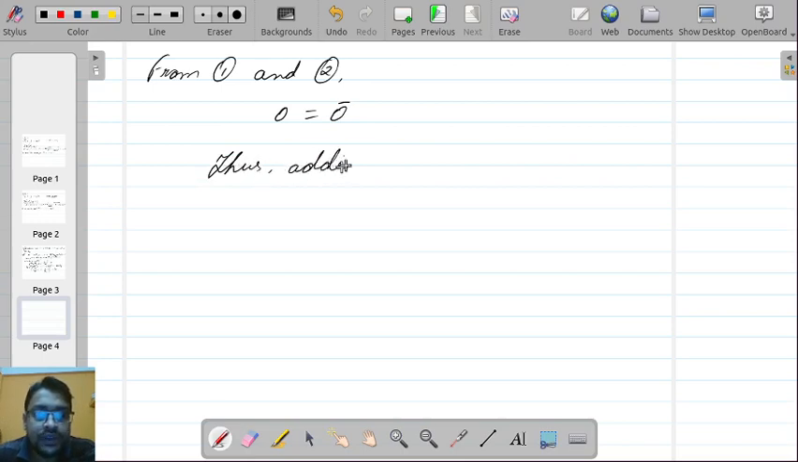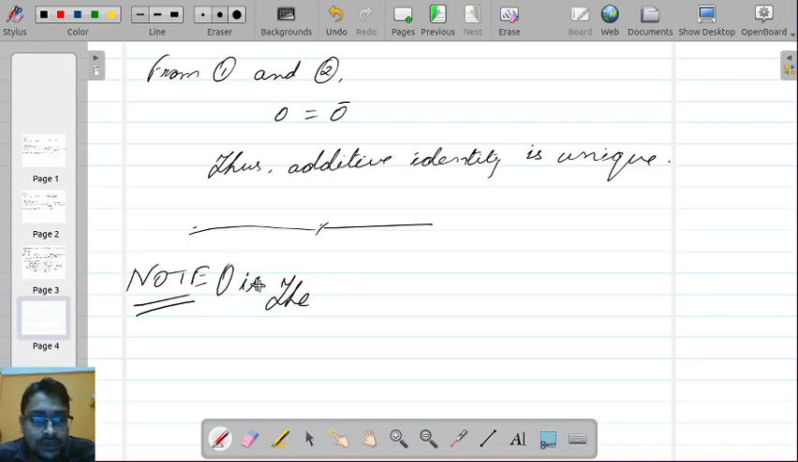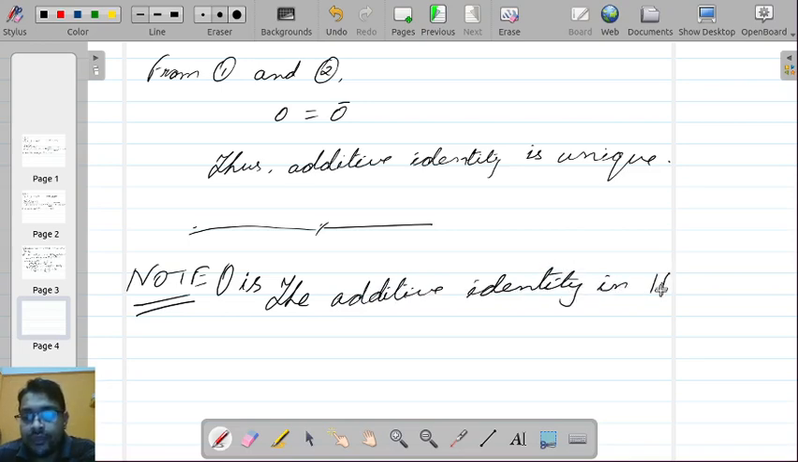Thus additive identity is unique. So this is the proof. Since we have proved that additive identity is unique, whenever we write additive identity, we will just say the additive identity. So we will write 0 is the additive identity, or the 0 element in R.